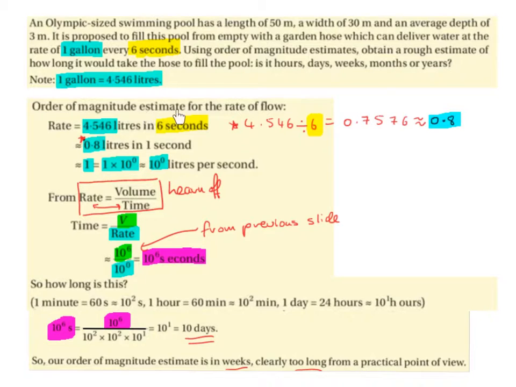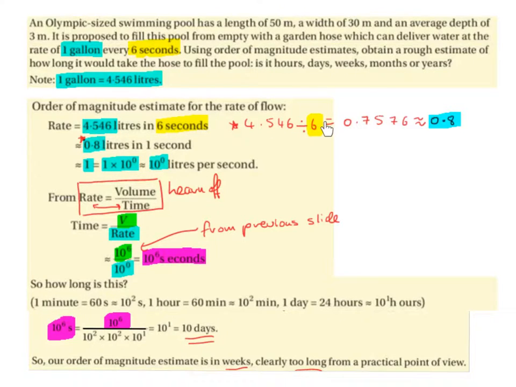Order of magnitude estimate for the rate of flow. So the rate is 4.546 litres in 6 seconds. So we were told in the question it was a rate of 1 gallon every 6 seconds, and since 1 gallon is equal to 4.546 litres, that translates to 4.546 litres in 6 seconds.